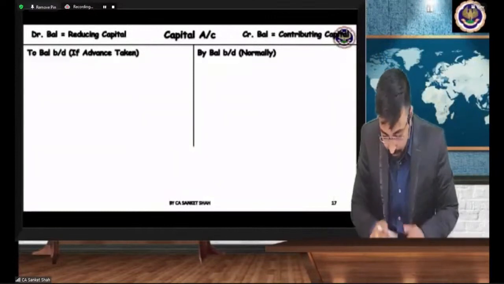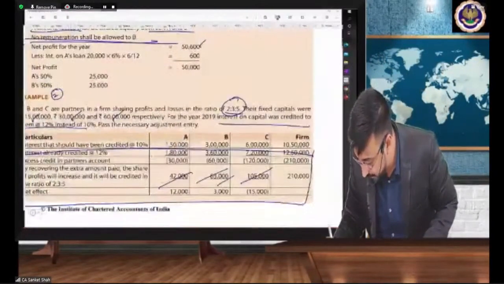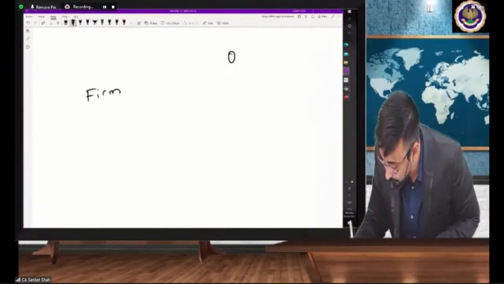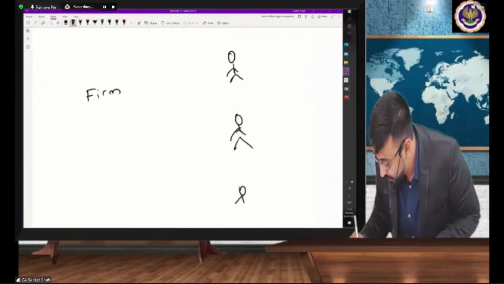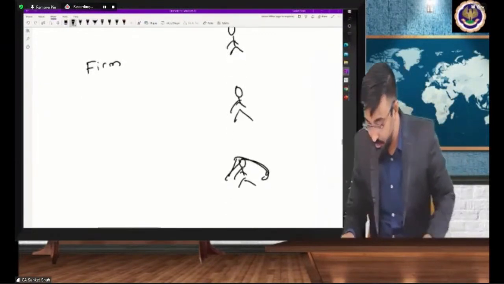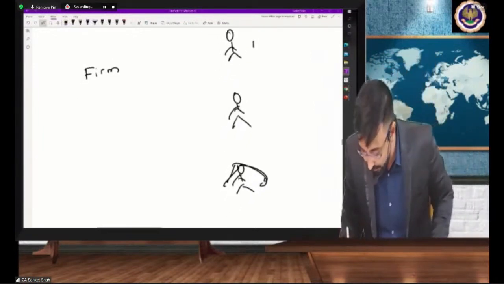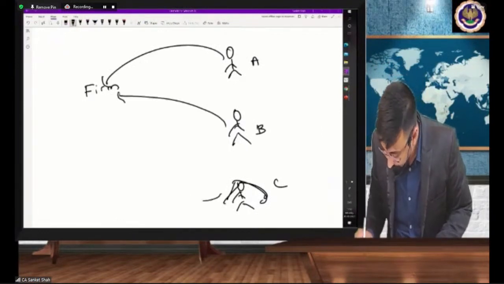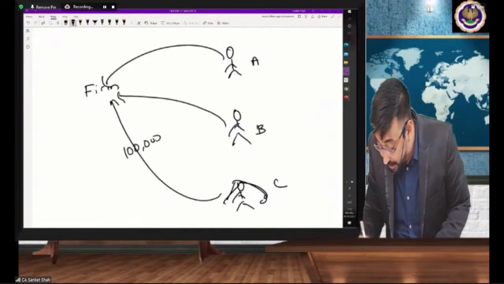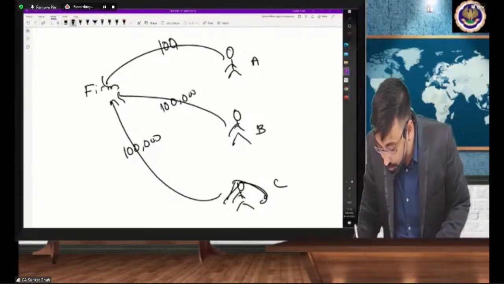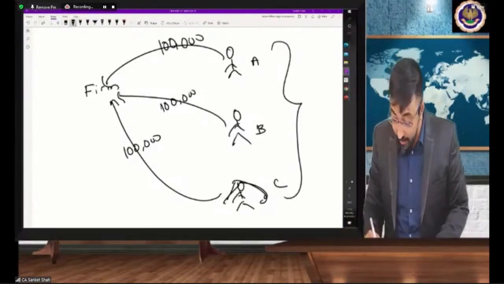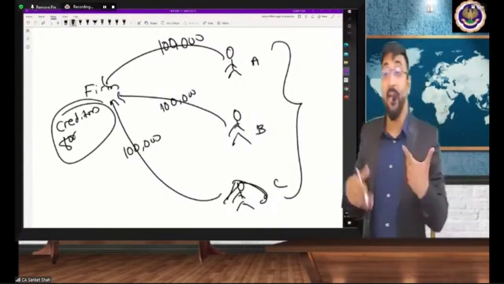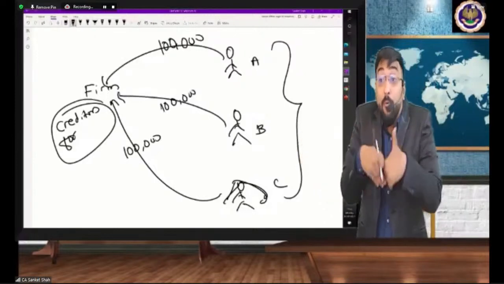Now, for example, if advance is taken, understand this concept. Here it is a firm. A, B, C are three partners. Now they have contributed 1 lakh each. So all are creditors for the firm. Creditors means credit balance. The firm will pay them afterward.